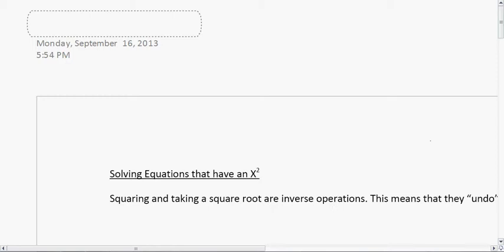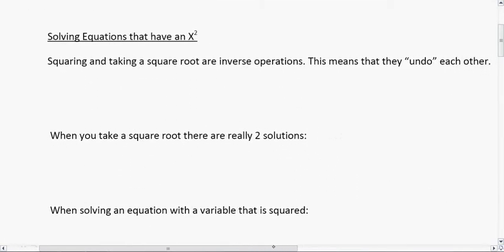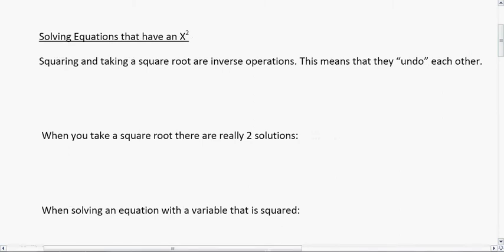This video is about how to solve equations that have an x squared in them. I think you'll find it's really pretty easy. It's just like solving for x, except that we'll be taking some square roots as part of that process. So first thing you will want to know is that squaring and taking a square root are inverse operations.